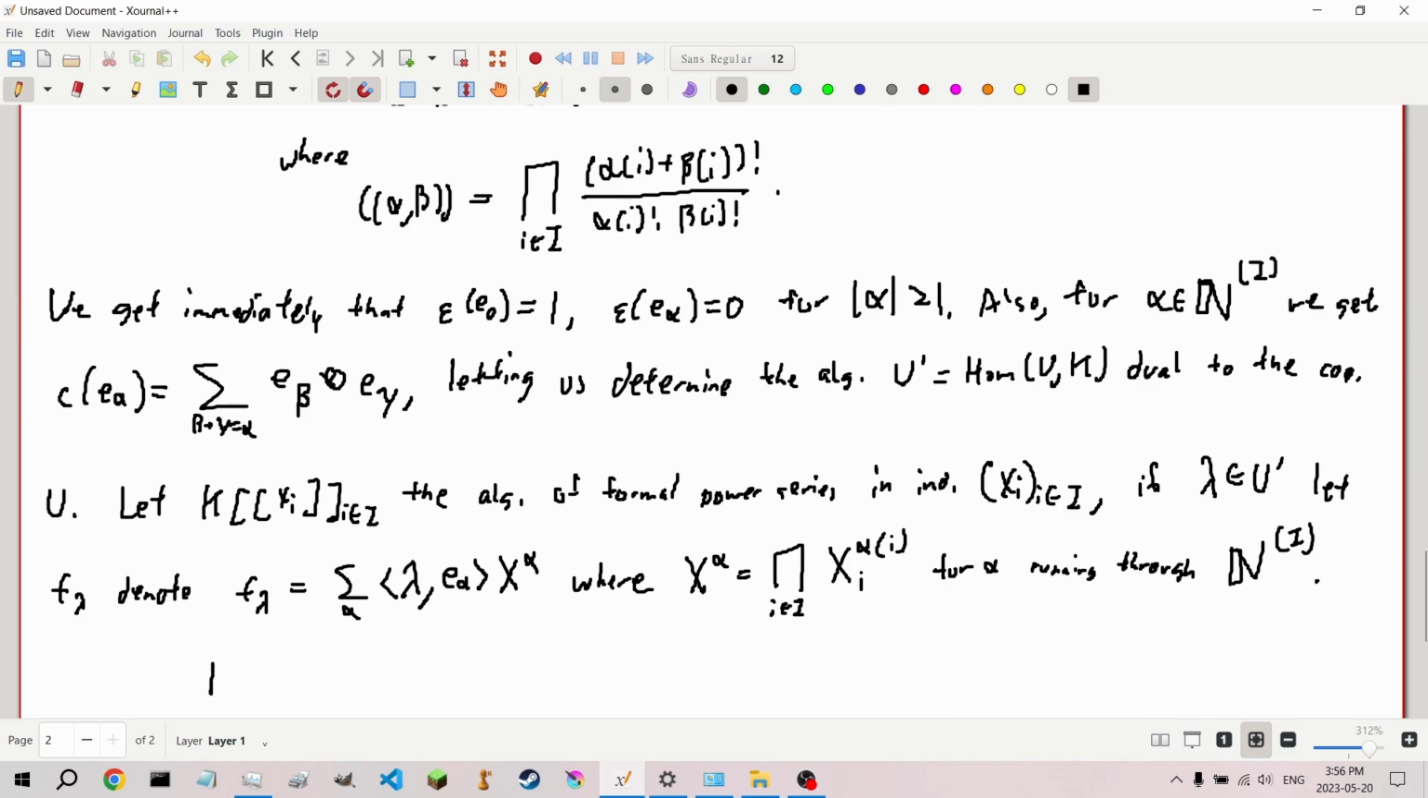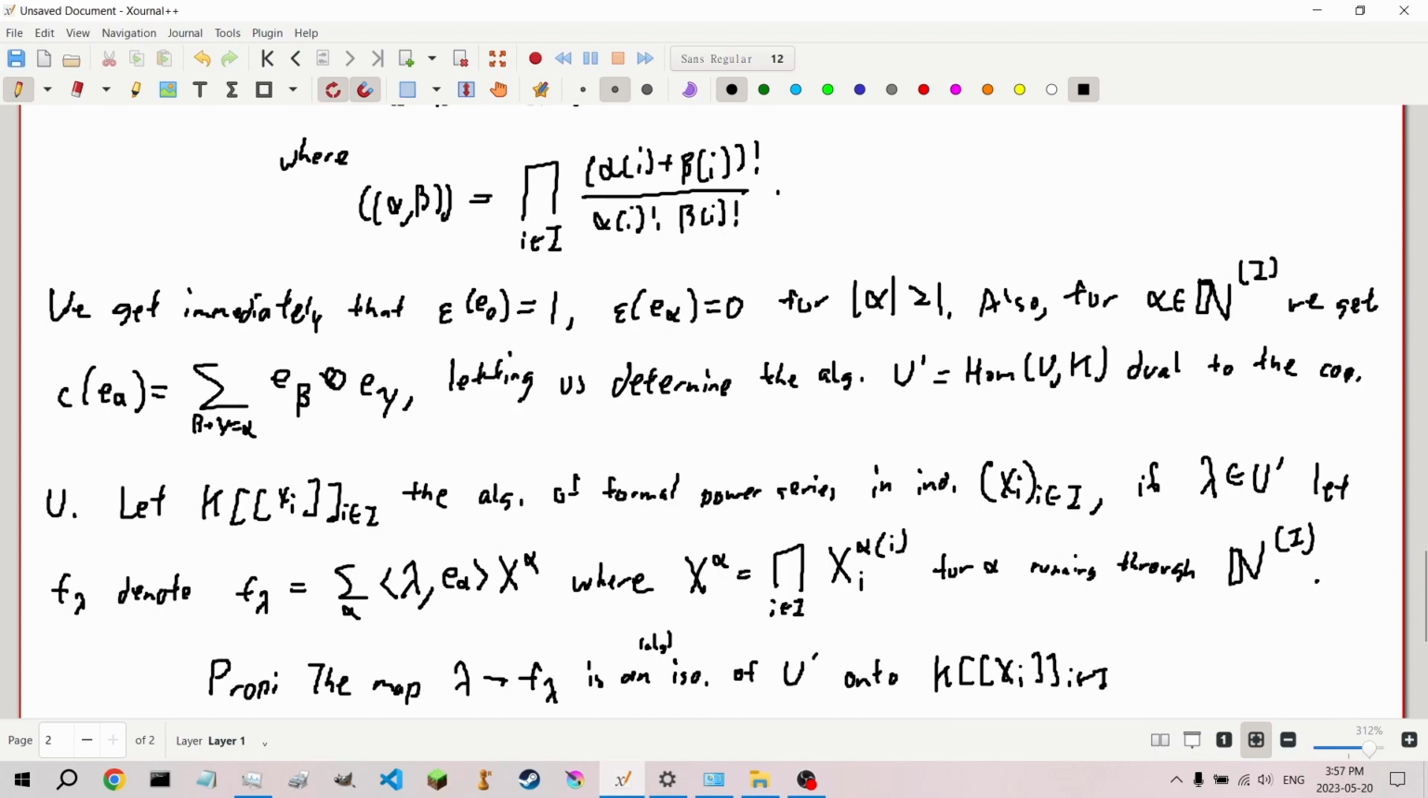This leads us to a proposition, which is that the mapping of lambda to its equivalent formal power series, f lambda, is an algebra isomorphism of U prime onto the algebra of formal power series of K in indeterminates xi for I across our indexing set, of course.